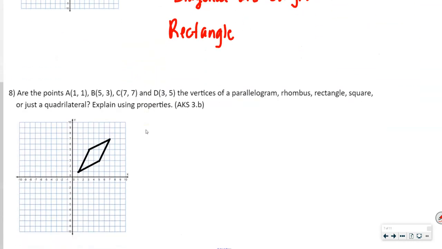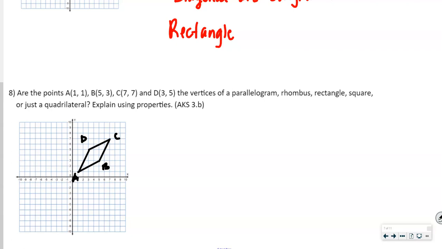Okay, so this next one is A, B, C, D. So I'm going to plot this again. A, B, C, and D. So it's either a parallelogram or it's a rhombus, right? It can't be a rectangle or square because it doesn't have right angles where the consecutive sides meet, right? Okay, so let's find the length of AB and BC.